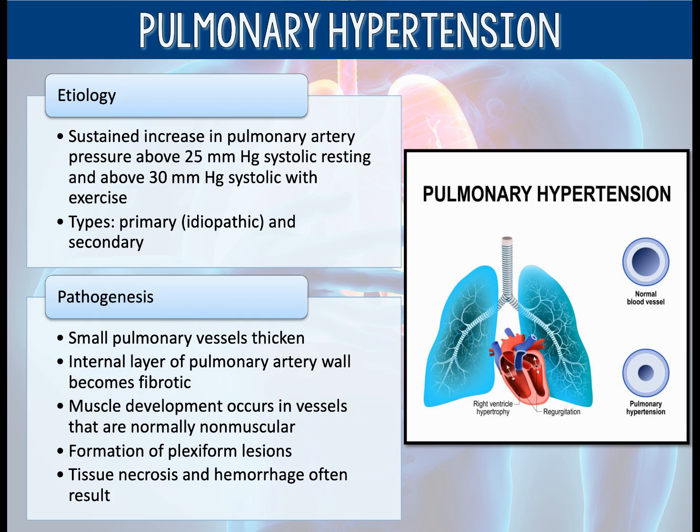There could be some plexiform lesions that form, and then you end up with tissue necrosis, and hemorrhage often occurs because of those very high pressures. And then what they do is they start to leak out. So pulmonary hypertension is not a good thing. We need to fix that.